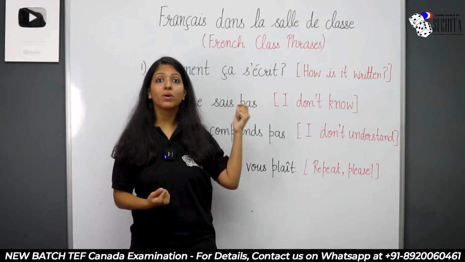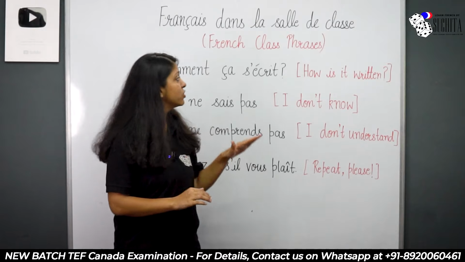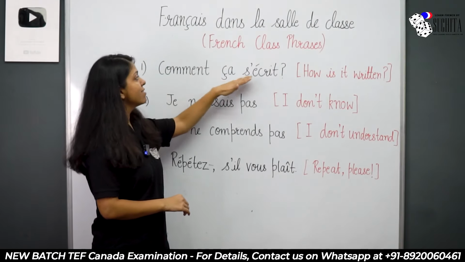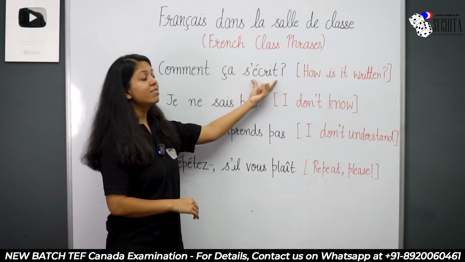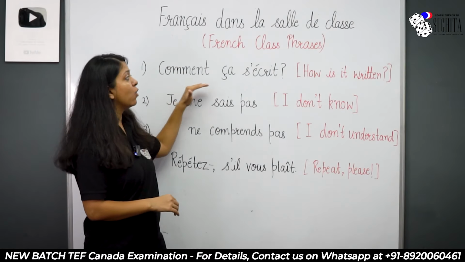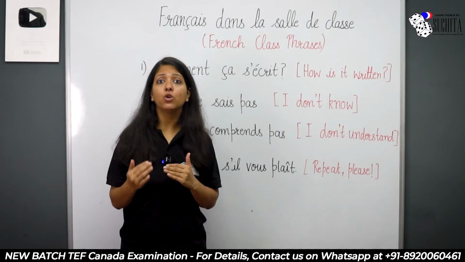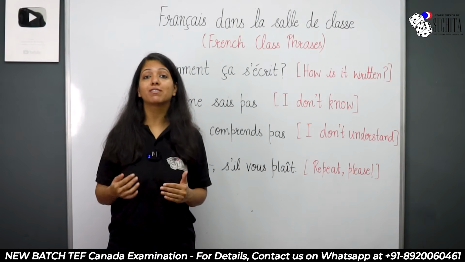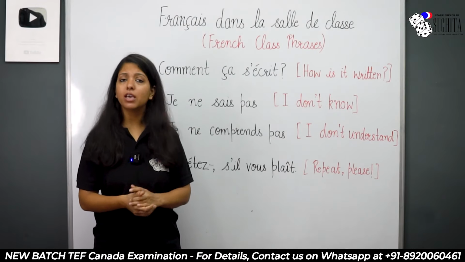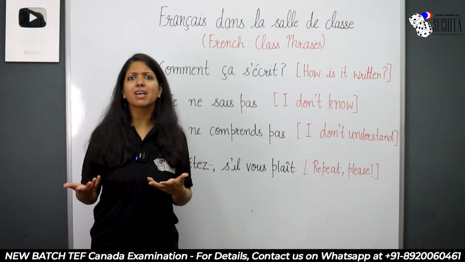So the first question is, comment ça s'écrit? How is it written? Now this is actually the verb écrire. Écrire means to write. So in a French classroom, if there is any word which you don't comprehend, and you want your professor to write that thing or to spell that thing for you, you can say comment ça s'écrit. You can specify the word, followed by comment ça s'écrit.